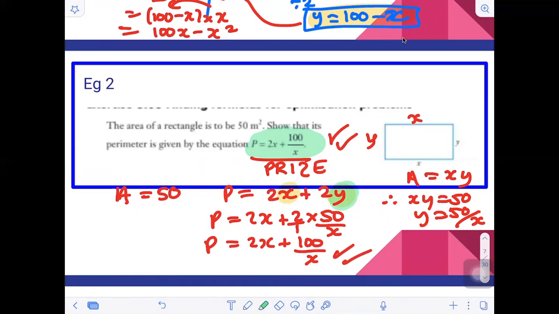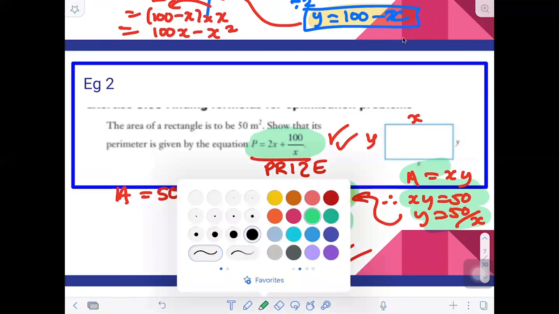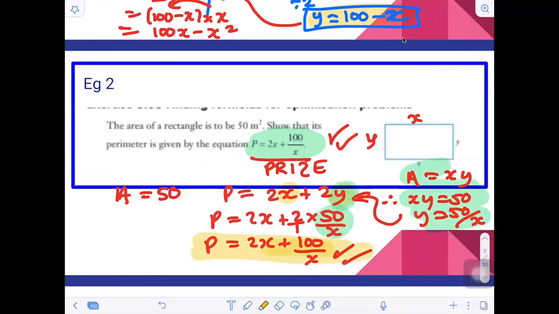So it's like using one bit of information, which is the area, writing what the perimeter is in terms of two variables, replacing the y value with what it equals, and then you have your formula in terms of just the one variable, and it's all ready to use calculus on and differentiate.